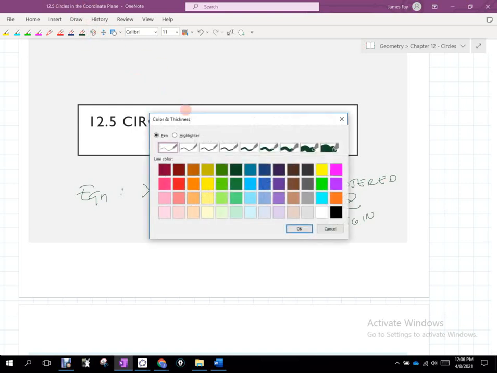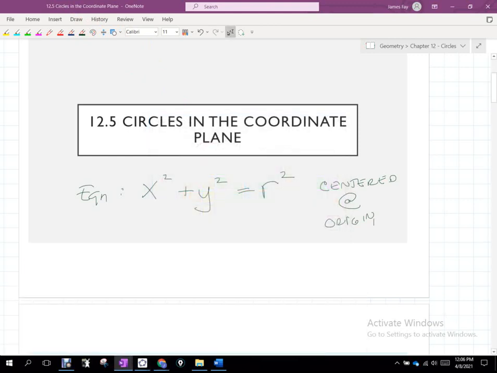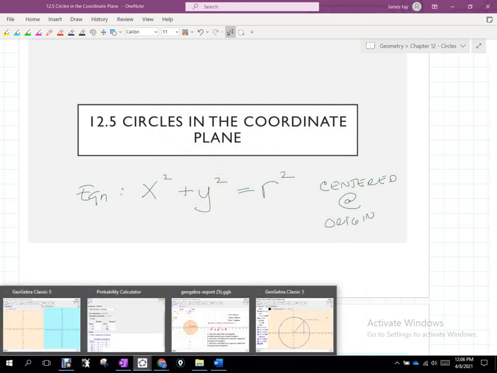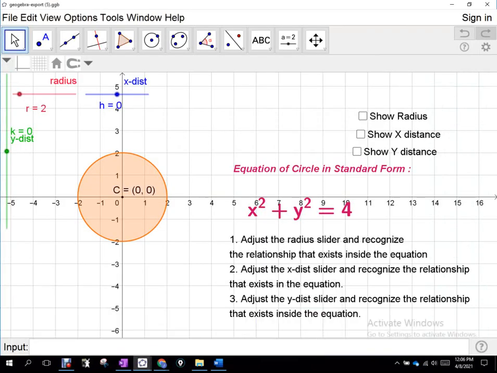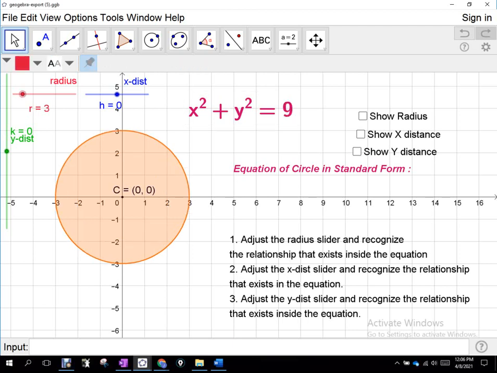But if I want to move my circle so that its center is no longer at 0, 0, I'll show you this in GeoGebra. Right now I've got a circle centered at 0, 0, and it shows me the equation of that circle. You see my radius is 2, so they square that and get 4. If I want my radius to go to 3, they square 3, and it becomes 9. This is ultimately a squared plus b squared equals c squared. Is that okay with everybody?